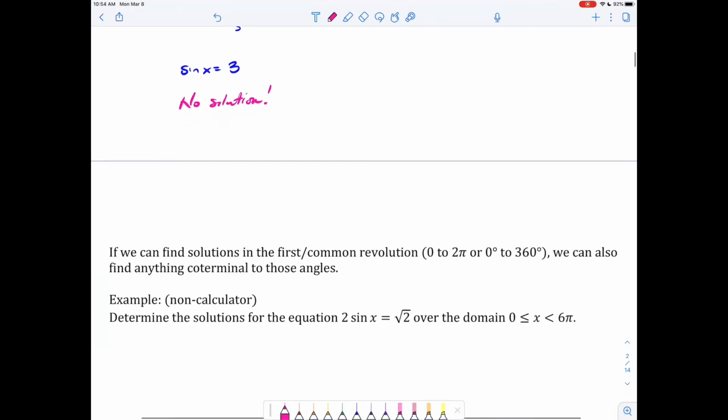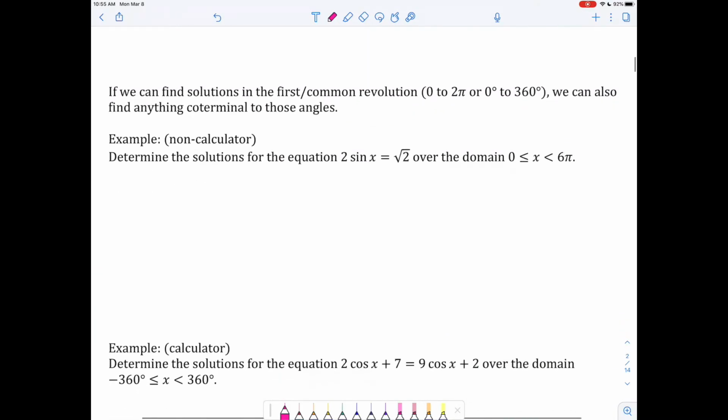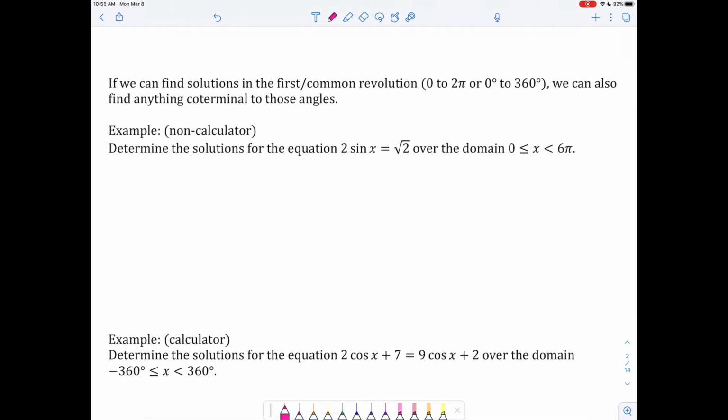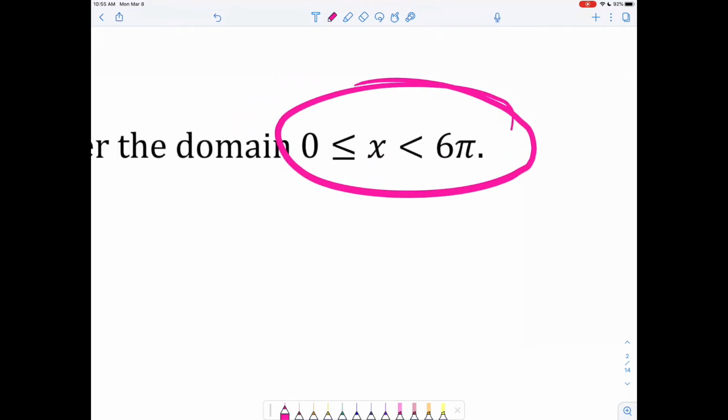Now, we could have other domains. Those other ones were from 0 to 2 pi or 0 to 360 degrees. But looking at a question like this one says x could be anywhere from 0 to 6 pi. And in a case like that, we'll get our initial answers from the initial quadrants that we select for our solutions, but then find anything coterminal to those that is within this particular span.